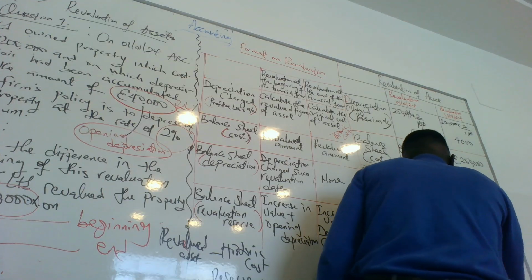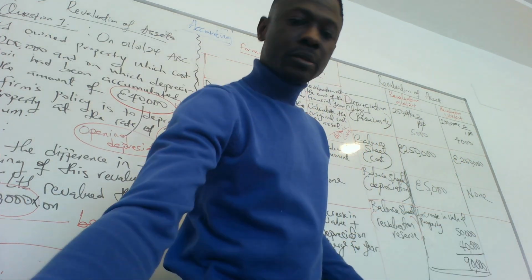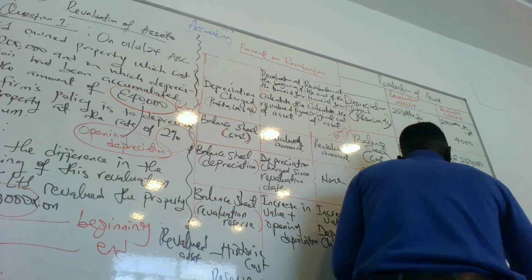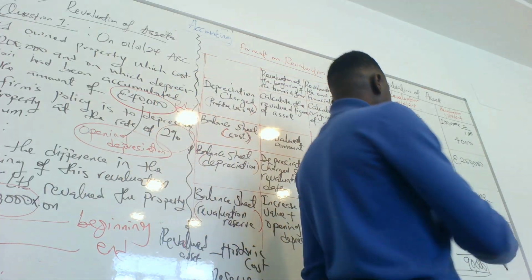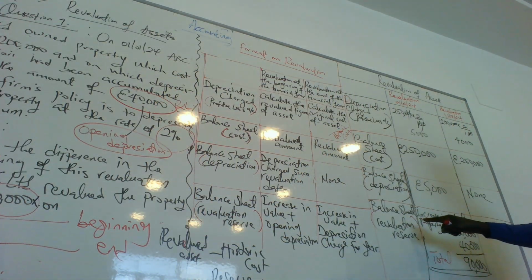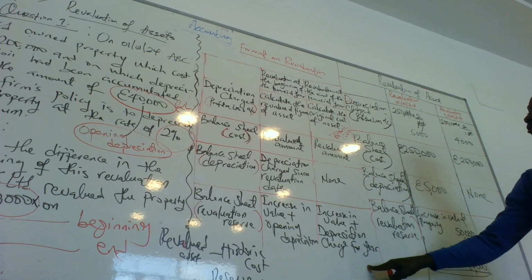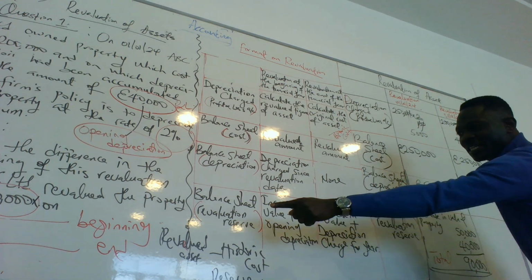So this is the value of the reserve. This is our total. This is our total for 2020 for the beginning. Now the end, the increase in value again plus depreciation charge for the year. What is the depreciation charge for this year? 4,000. At the end of the year, it is the increase in value, which is 50,000.